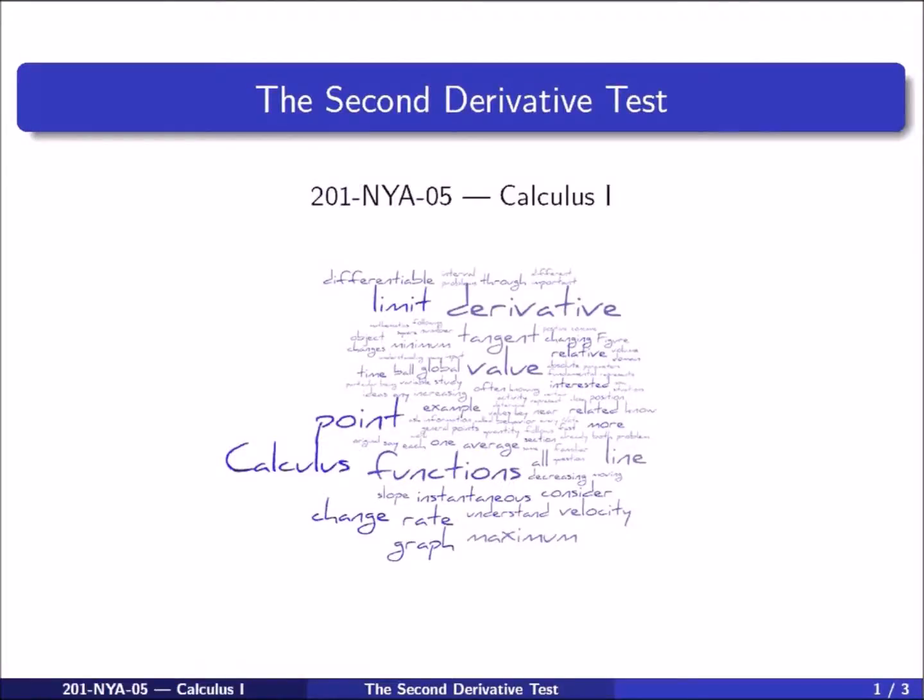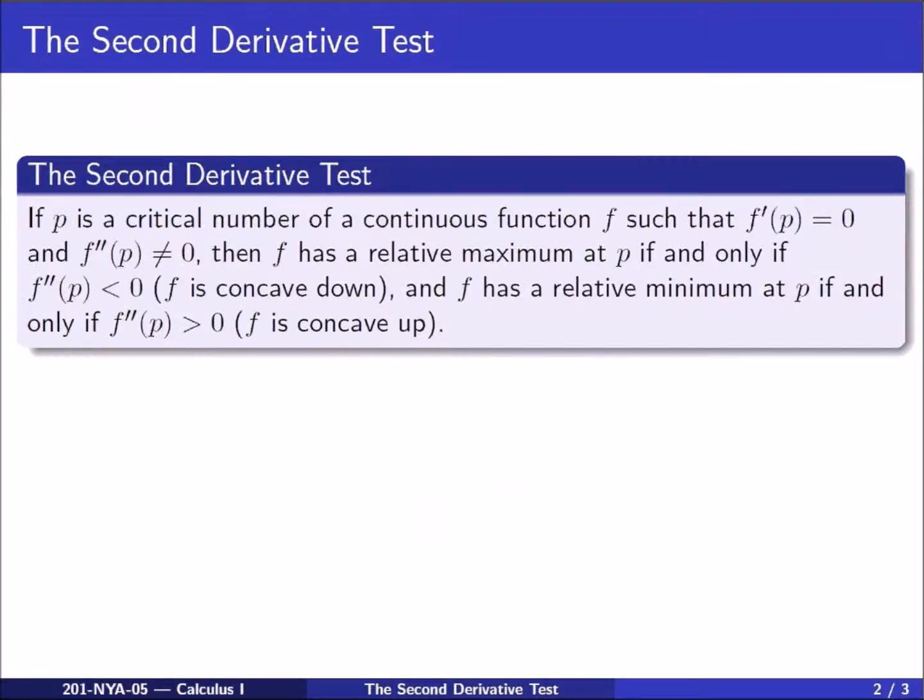Welcome. So in this video we're going to look at an example where we apply the second derivative test. Now that test says that if p is a critical number such that f prime of p is 0 and f prime prime of p, so the second derivative, isn't 0, then f has a relative max at p if and only if its second derivative is negative, which means that the function at p is concave down.